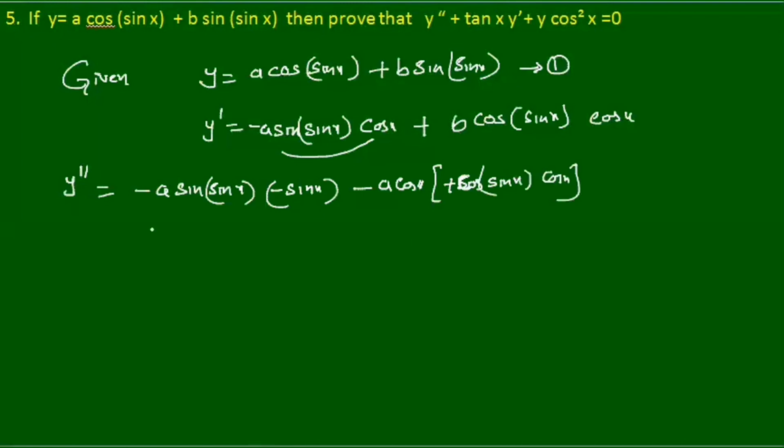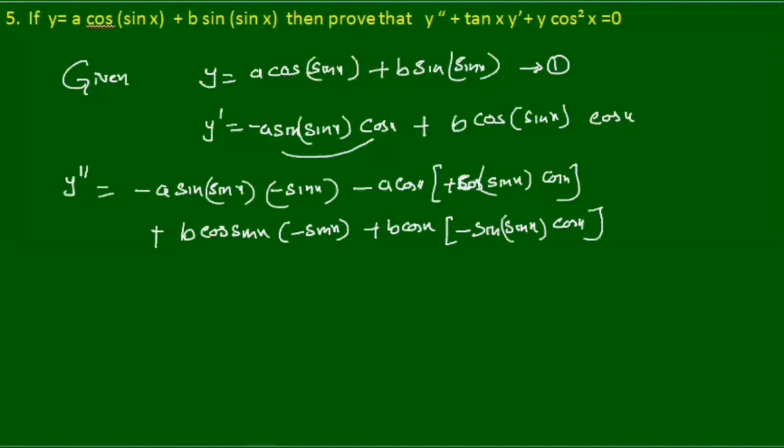Sin x derivative is cos x. Next term, b cos of sin x: cos of sin x as it is, cos derivative is minus sin x, plus b cos x as it is, cos of sin x, cos derivative is minus sin of sin x into sin x derivative is cos x. I think it is clear: uv for first term, uv for second term derivative, right?